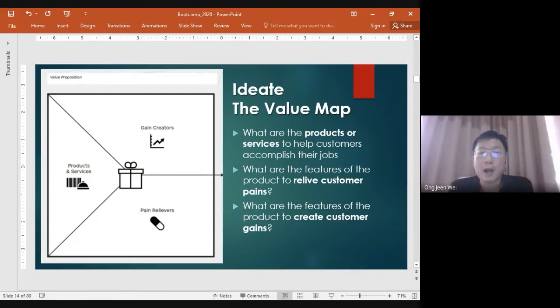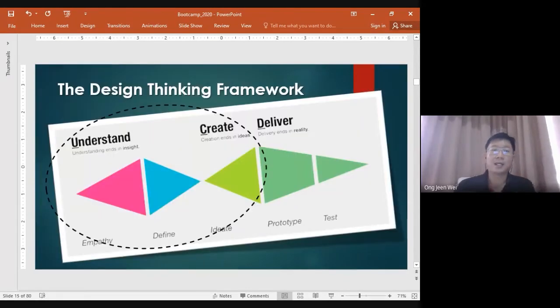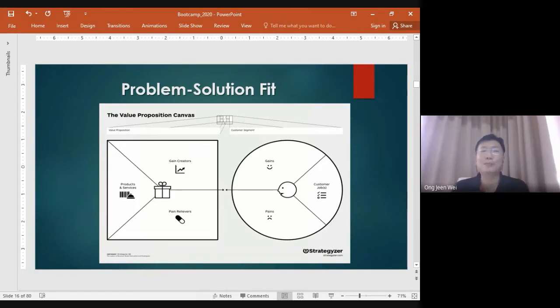Then you need to spell out the features of your product. Some of them can help to relieve pain, and some of them can help to create gains. So these are very, very important features that you need to have. Now we are over with 3 steps in our design thinking: empathy, define, ideate. So what next? You need to now map this customer segment together with your value map. You need to bring them together and see, hey, is there really a fit?